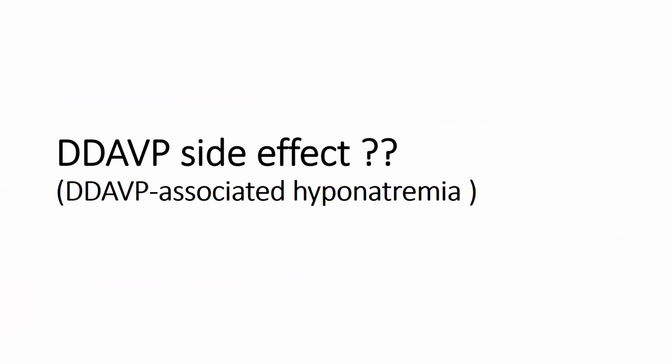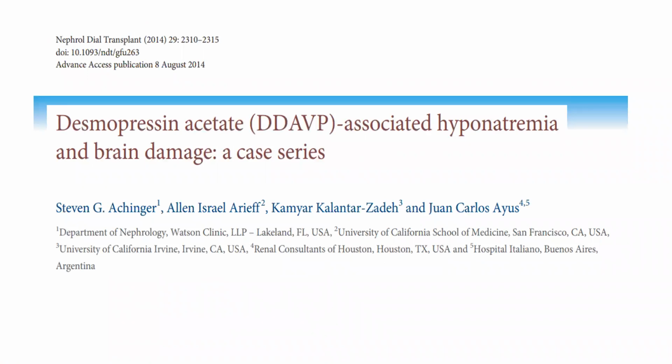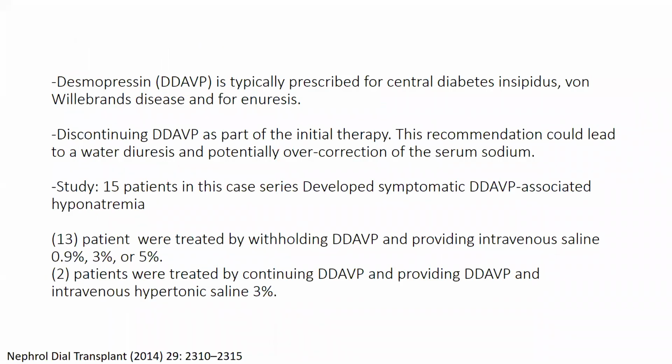What's the side effect of DDAVP? The most common side effect is causing hyponatremia. And usually it happens in patients who are using DDAVP for other reasons. For example, elderly patients with bedwetting. Sometimes they give them a dose of DDAVP at bedtime to stop the bedwetting. With central diabetes insipidus, sometimes you can also use the DDAVP. So most of these patients come in with hyponatremia.